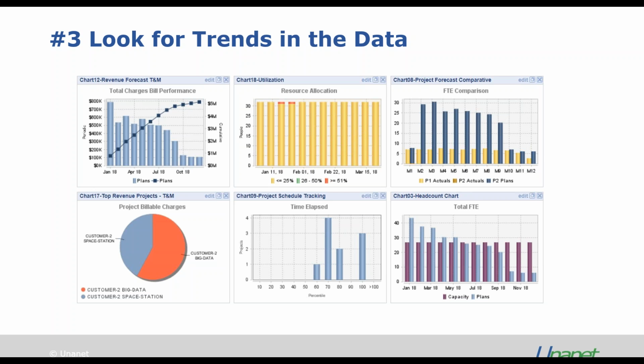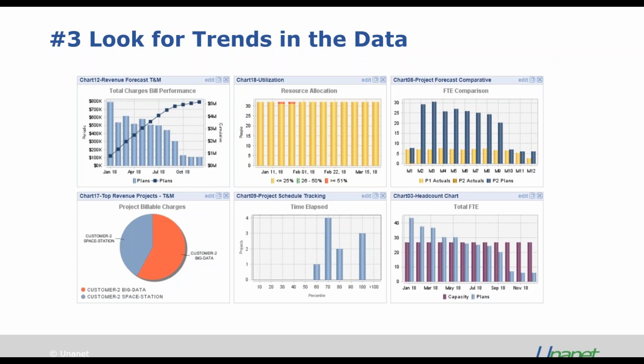The third key process for unlocking business strategies is to look for trends in your data. Data analysis is the process of inspecting, cleansing, transforming, and modeling data with the goal of discovering useful information, suggesting conclusions, and then supporting your decision making. It requires that you look for patterns and relationships within the data.